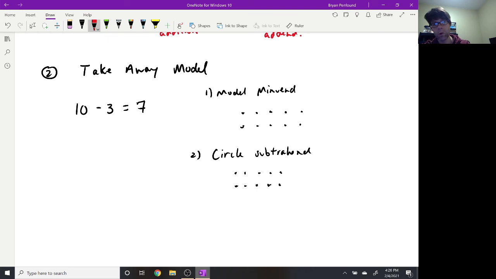So in red, I'm going to just grab 3 objects like this. So I'm going to circle 3 objects. It could be any 3, like I could have circled it over here. It doesn't really matter. But I'm just going to grab 3 of these things and circle them. And then what we're going to do is take away those 3 things. So the last step here is to take away those things.